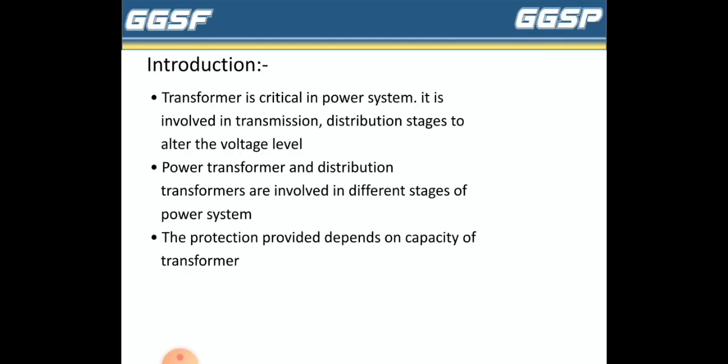So first, introduction. Transformer is critical in power system. It is involved in transmission and distribution stages to alter the voltage level. Power transformers and distribution transformers are involved in different stages of power system. The protection provided depends on the capacity of the transformer.